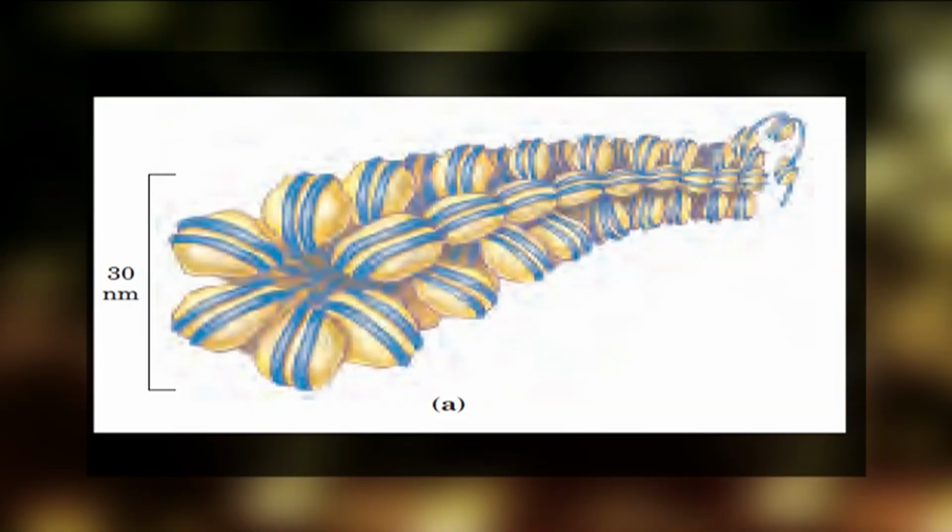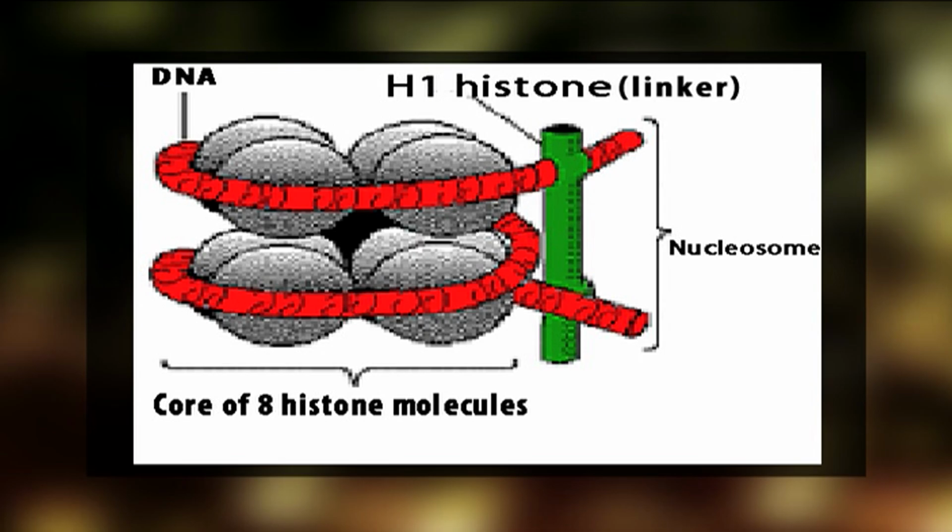Maintenance of the 30 nanometer fiber depends on the interaction between histone molecules of neighboring nucleosomes. Linker histones and core histones have both been implicated in higher order packaging of chromatin. Core histones of adjacent nucleosomes may interact with one another by means of their long, flexible tails.